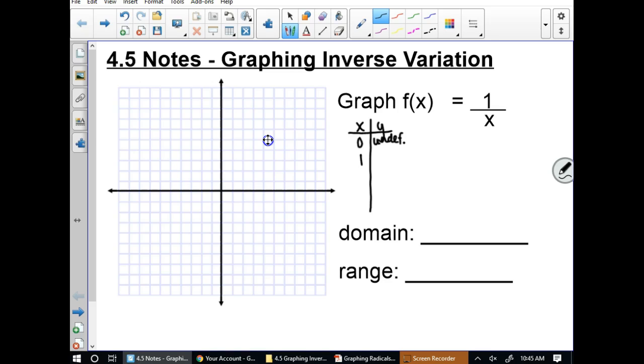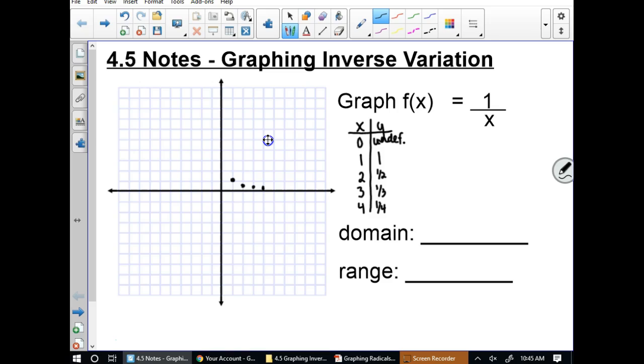If I plug in 1, what do I get? 1. So, I'm going to put a dot at 1, 1. If I plug in 2, what do I get? 1/2. So, I'm going to put a little dot right here. If I plug in 3, what do I get? 1/3. And so, I'm going to try my best to make that look like 1/3 right there. If I plug in 4, what do I get? 1/4. And I'm struggling right now to make these look any different, right?